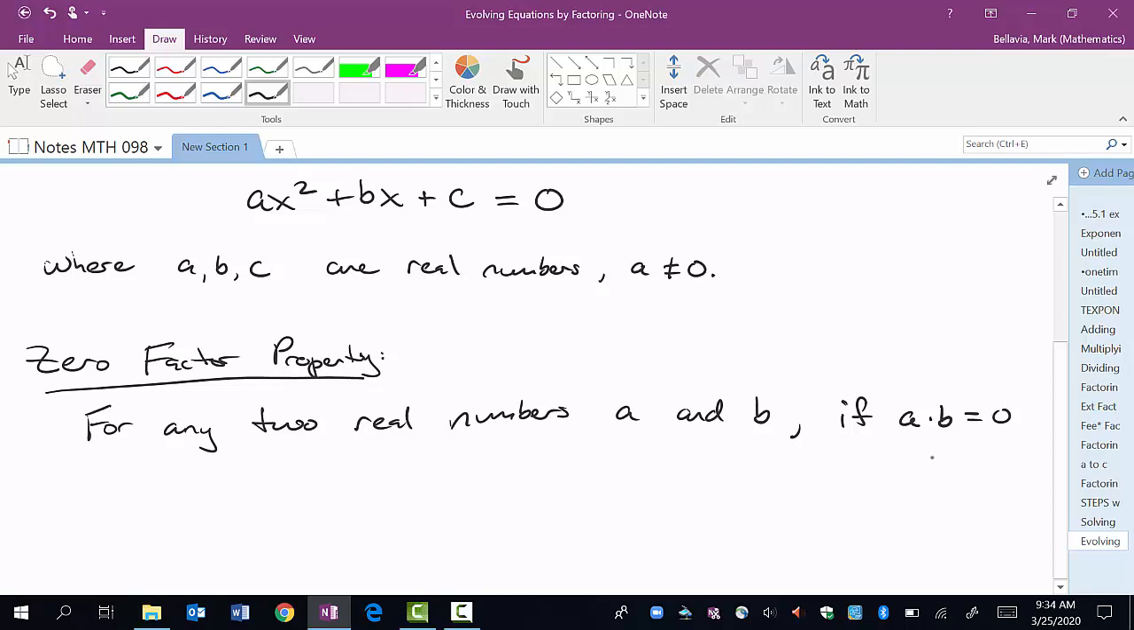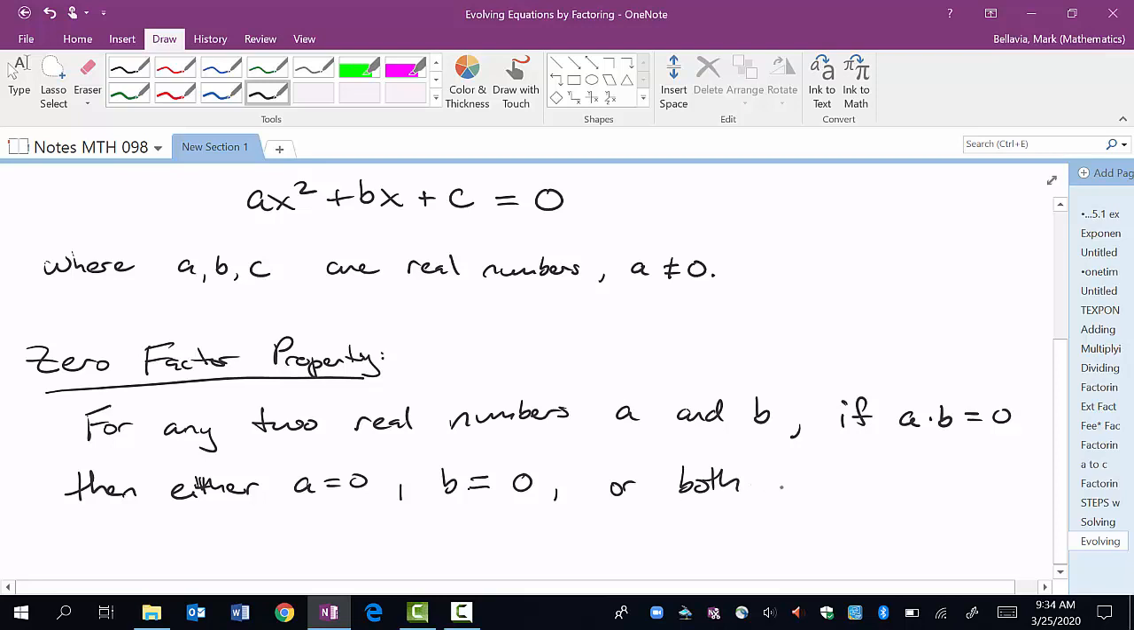So if I multiply two real numbers together and I get 0, that really tells me something. What can you say about the numbers? Well, if two numbers multiply together to give me 0, the only way that can happen is either a equals 0, b equals 0, or both a and b equal 0. In other words, if I multiply two things together and I get 0 out, at least one of them has to be 0, if not both of them.